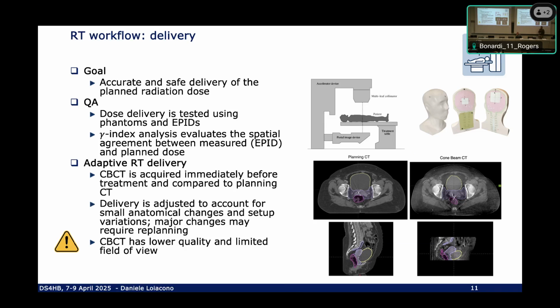This is typically possible through a type of imaging that is accessible during the delivery, that is cone beam CT. The main challenge here is that cone beam CT is a lower quality type of imaging with respect to the original CT, has a limited field of view, and so during the delivery it is necessary to do a quite challenging contouring of the target and the organs at risk with this lower quality imaging, and make sure that we are able to compare these with the original planning CT.